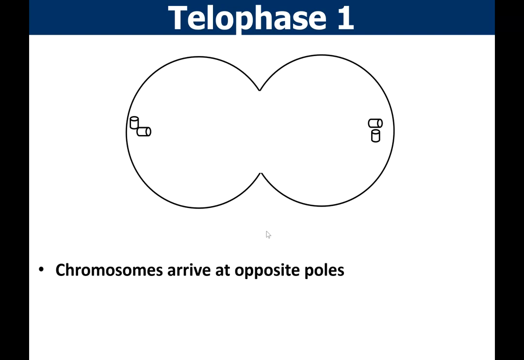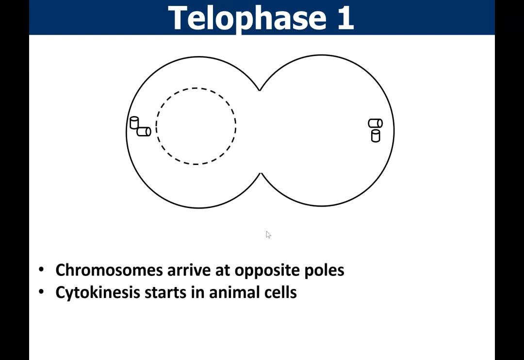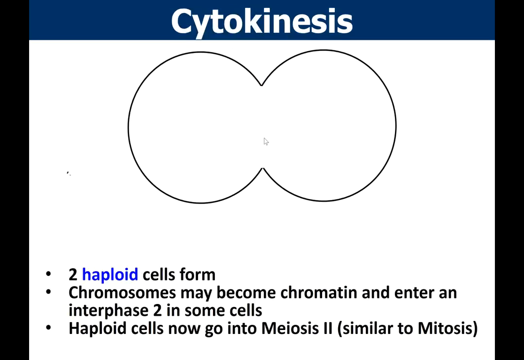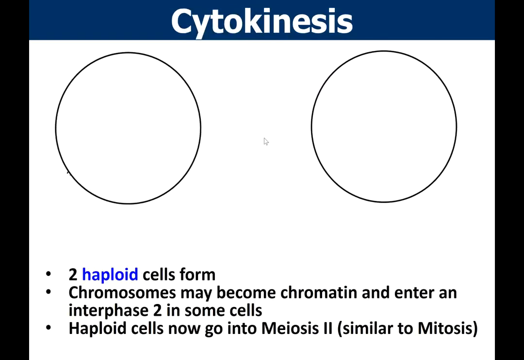Telophase I, the chromosomes arrive at the opposite poles. Cytokinesis starts in animal cells. So we see the nuclear membrane reappearing. The big clue that it is telophase is that there is a cleavage furrow. We're drawing early telophase where we can still see the chromosomes in the cell. The entire cell, because it hasn't divided yet, is still 2n equals 4. In cytokinesis, 2 haploid cells form.